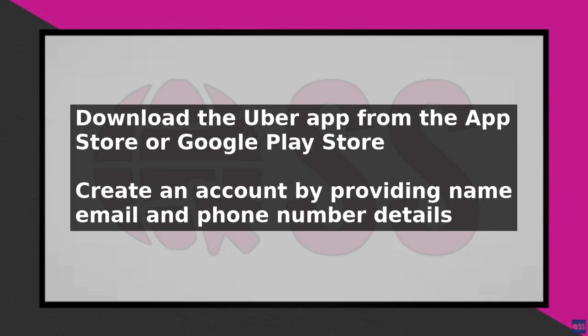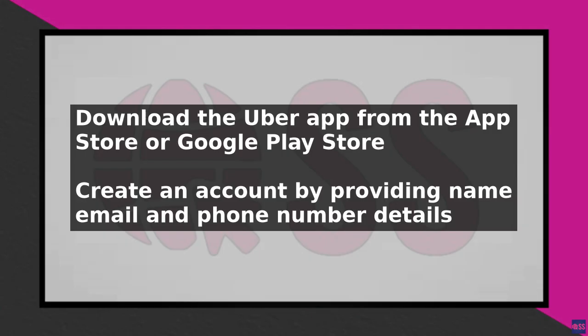To use the Uber app in Canada, start by downloading the app from the App Store or Google Play Store. Once installed, open the app and create an account by providing your name, email address, and phone number. You will then be asked to create a password and add a payment method, such as a credit or debit card. After setting up your account, you can begin using the app to request rides.